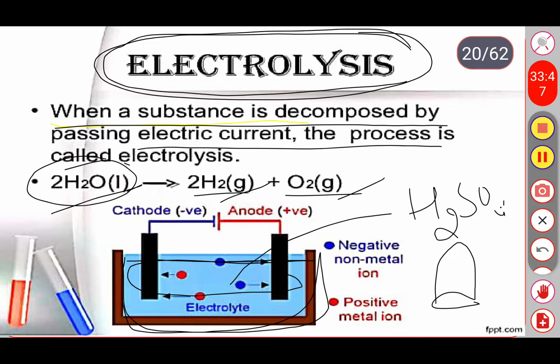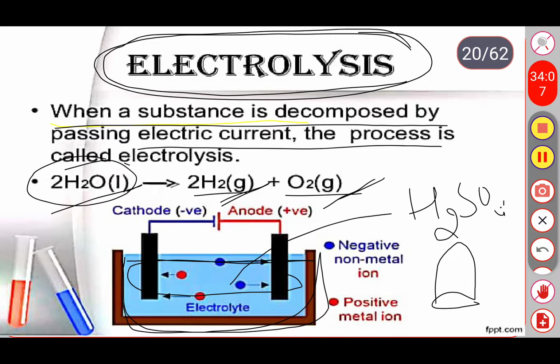So what do you mean by electrolysis? When a substance is decomposed by passing an electric current, the process is called electrolysis. Okay, see the next type of decomposition reaction.